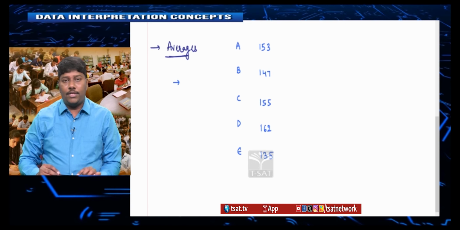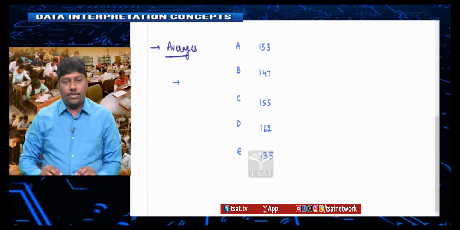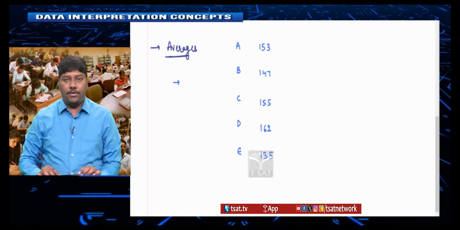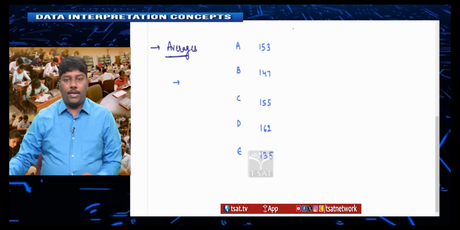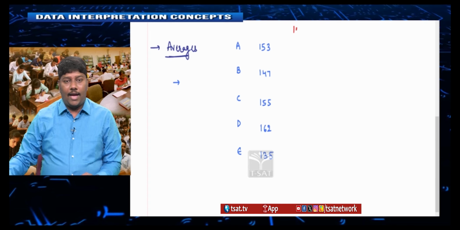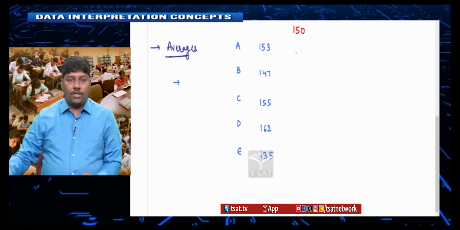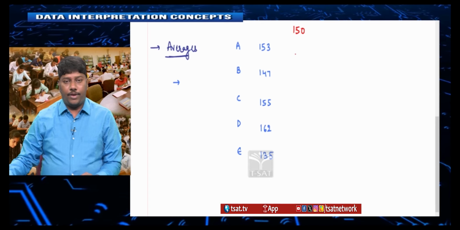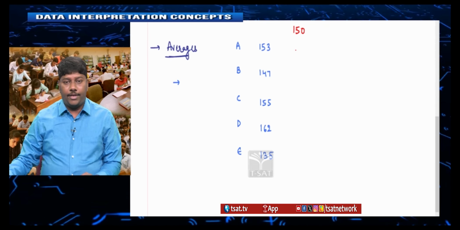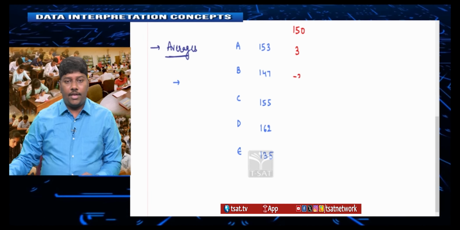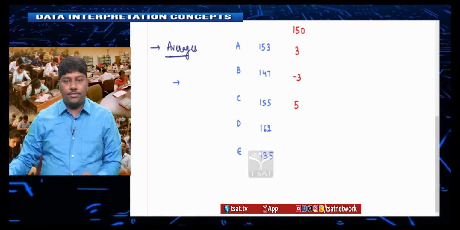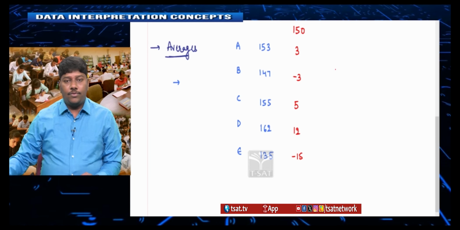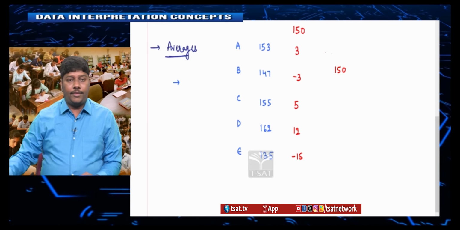I'm assuming the data, take any number which is in between. 135 is the minimum number given, 162 is the maximum number given. So take any value in between 135 and 162, and let the value be a round figure so that you can easily do it. I'm assuming it as 150. Let the average be 150. Look here, subtract this 150 from each and every observation. 153 minus 150 is 3 here. This is minus 3. I am finding the deviations. You call them deviations. So this is 12, this is minus 15. My assumption was 150.